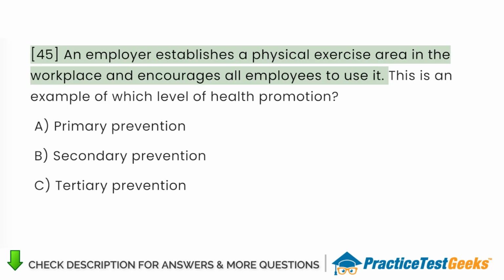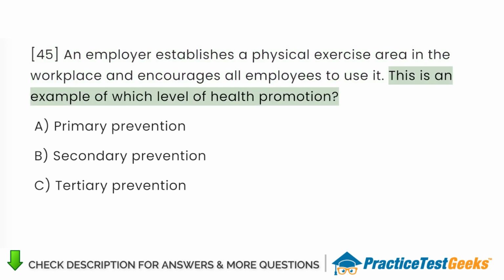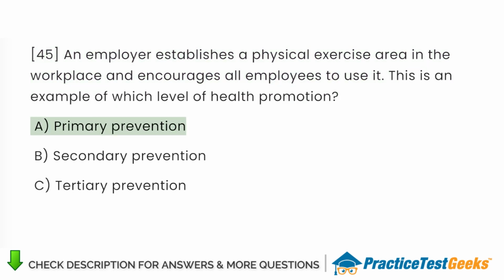An employer establishes a physical exercise area in the workplace and encourages all employees to use it. This is an example of which level of health promotion? A. Primary prevention. B. Secondary prevention. C. Tertiary prevention.